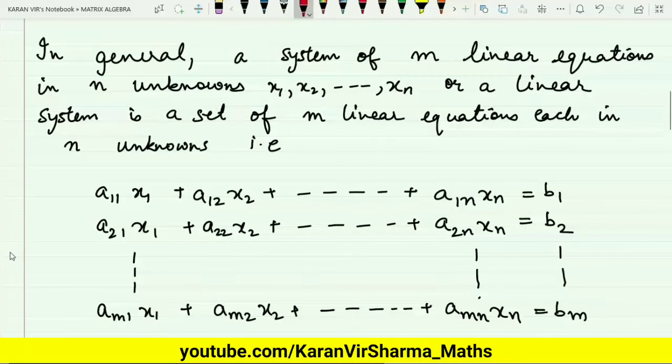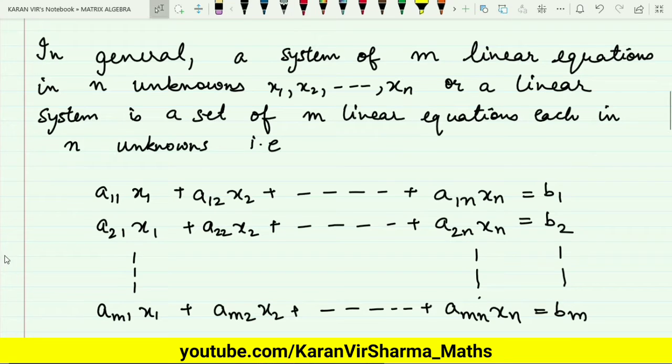Now in general, a system of m linear equations in n unknowns x1, x2 so on to xn, or a linear system, is a set of m linear equations each in n unknowns. That is, if we have a system like a11 x1 plus a12 x2 and so on to a1n xn equals b1, a21 x1 plus a22 x2 and so on to a2n xn equals b2 and so on, am1 x1 plus am2 x2 and so on to amn xn equals bm. So this is said to be a system of m linear equations in n unknowns.